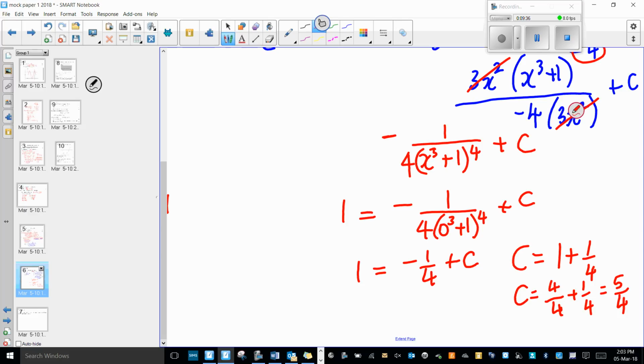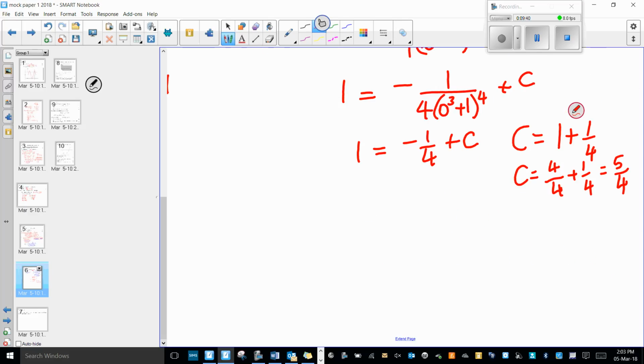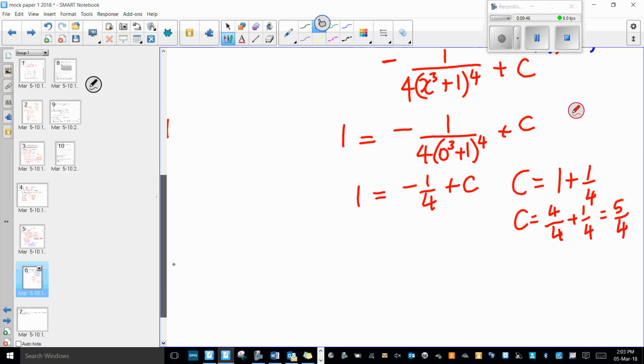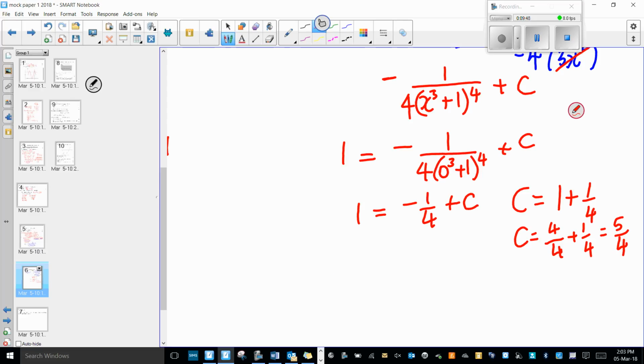And so our final equation, or final expression, whatever it's called, I can't remember, is negative 1 over 4 times x cubed plus 1 to the power 4 plus 5 over 4. Well, this is y, f, what is it?